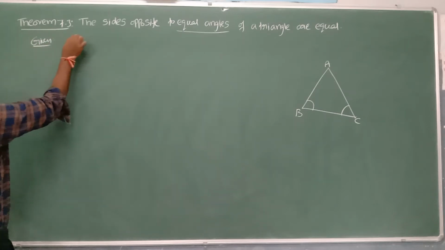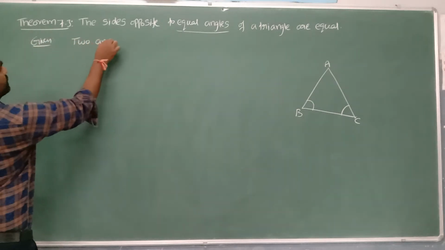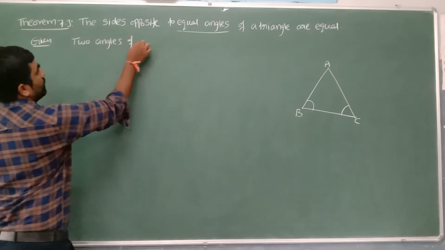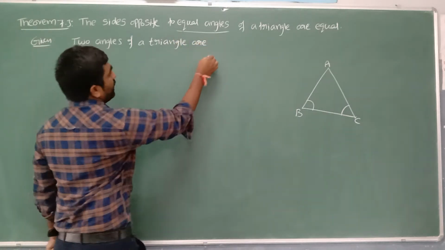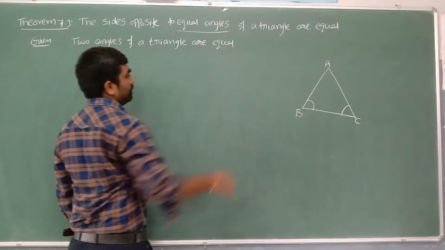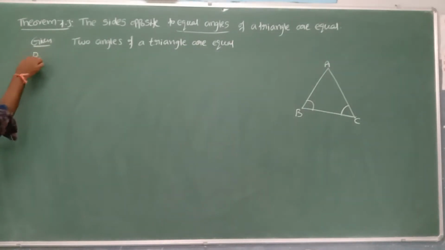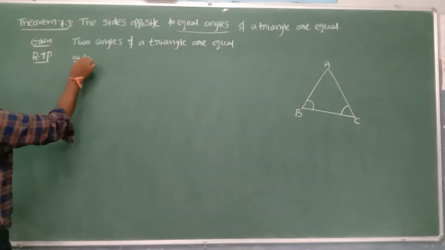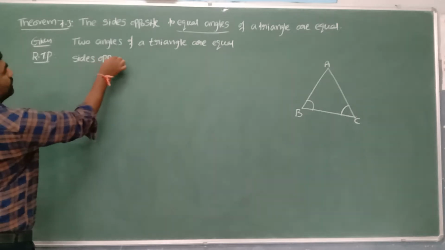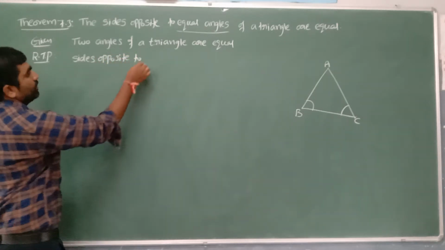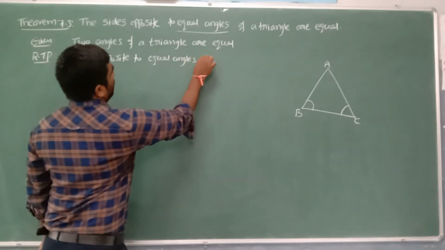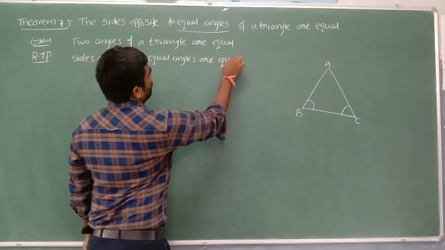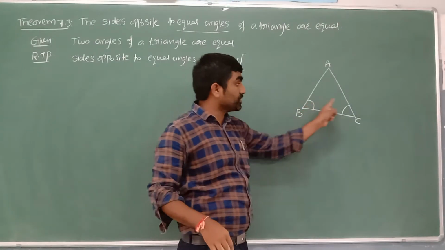Now here we can write given data. What they given? Two angles of a triangle are equal. Then what is RTP? Yes, required to prove. RTP means we have to prove that sides opposite to equal angles are equal. Now from that figure, can you tell me what are the sides opposite to these two equal angles?